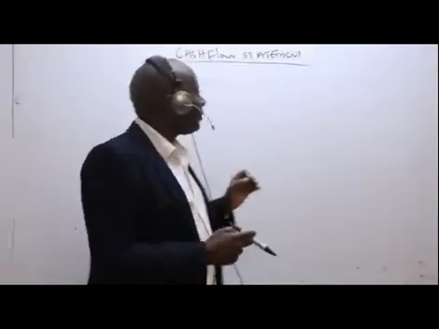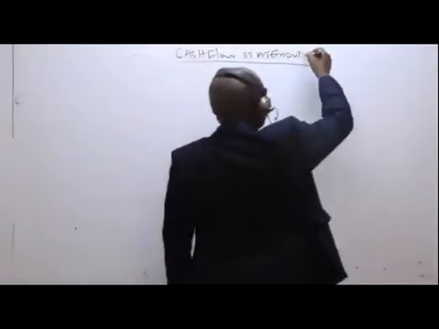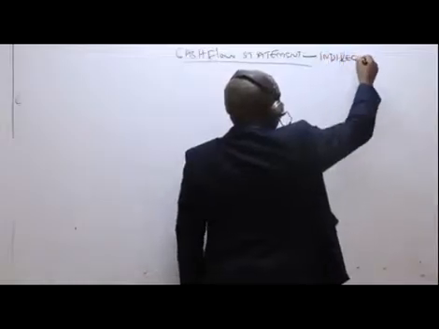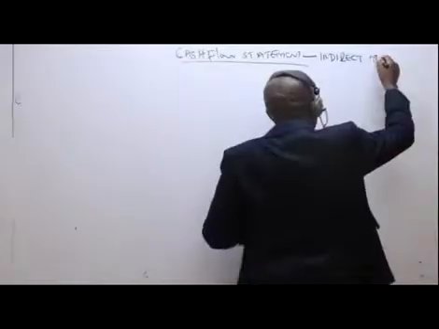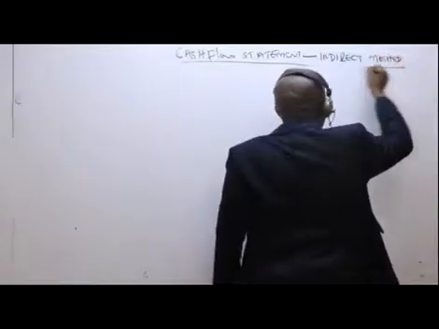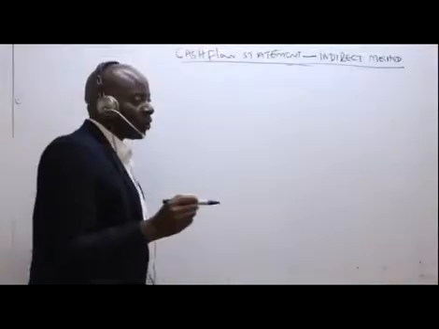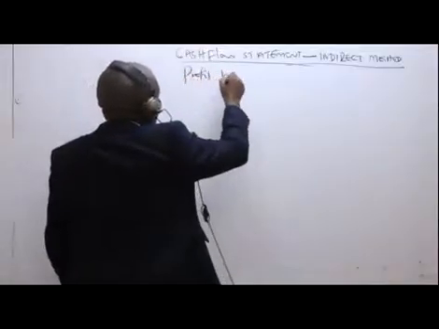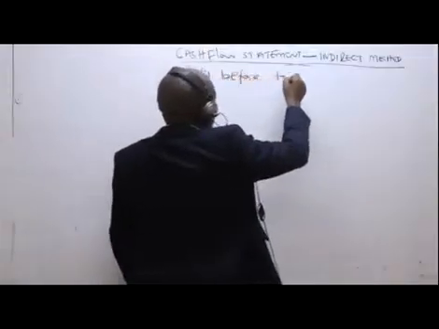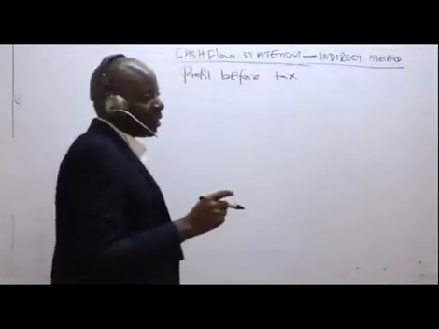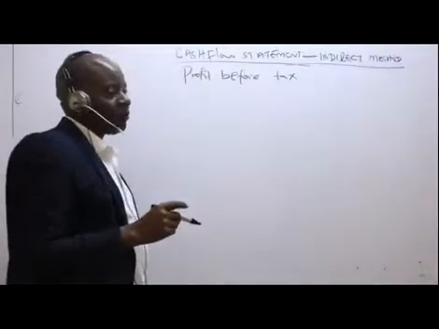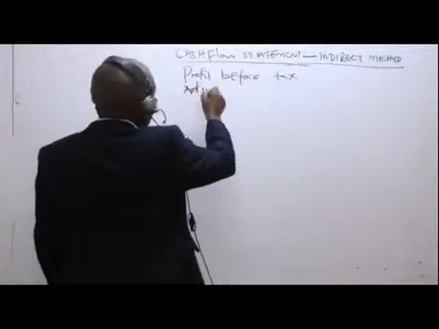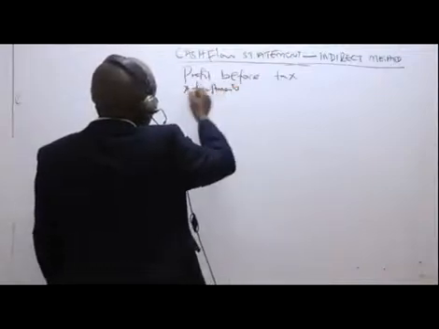And if it's the indirect method that you want to use, then this is how you shall start your statement. In an indirect method, we always start with the profit before tax. Profit before tax, always. You start with profit before tax, and then you shall come here and do some adjustments.